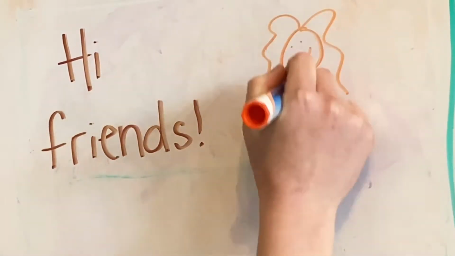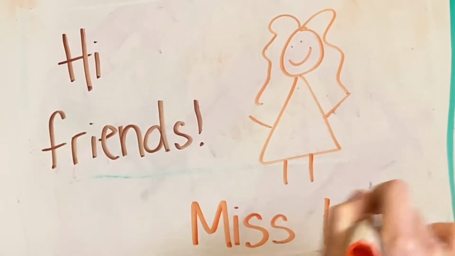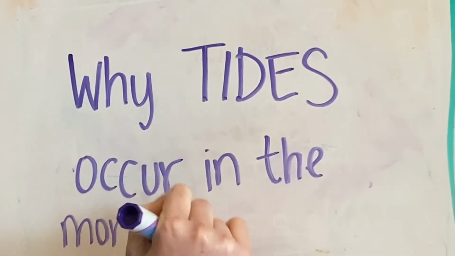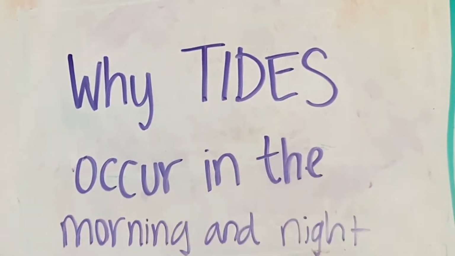Hi friends, this is Miss Kat, one of the STEM educators at Boys and Girls Club, and today I want to talk about astronomy, and I want our lesson to be about tides and why they happen.